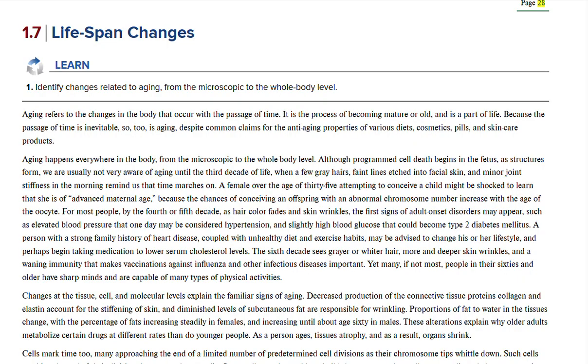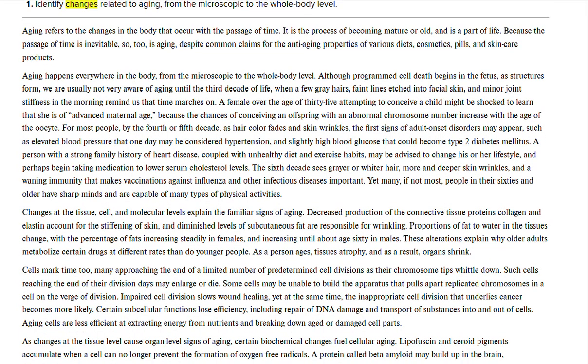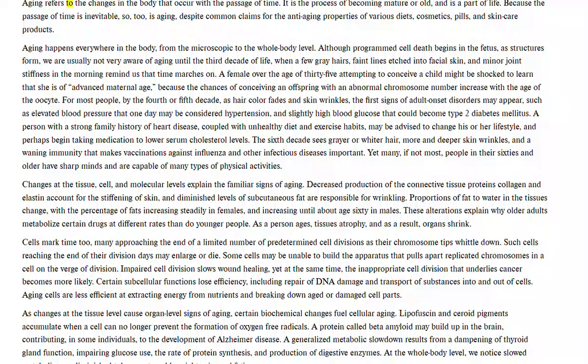Page 28. 1.7 Lifespan changes. Learn: identify changes related to aging, from the microscopic to the whole body level. Aging refers to the changes in the body that occur with the passage of time. It is the process of becoming mature or old, and is a part of life.